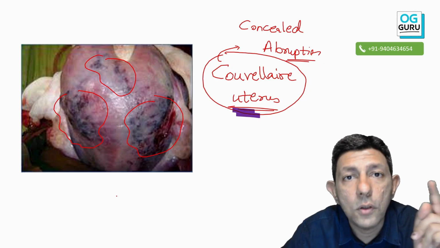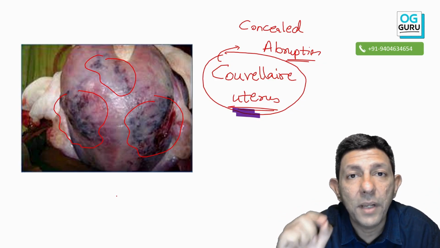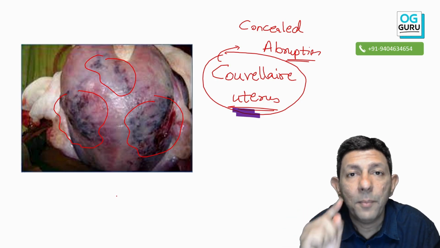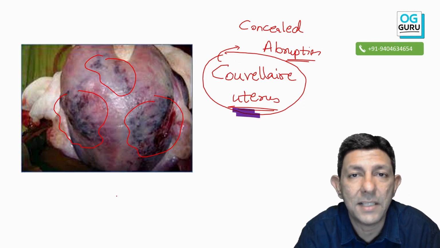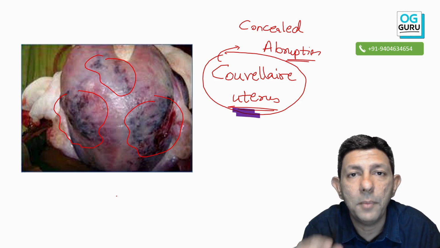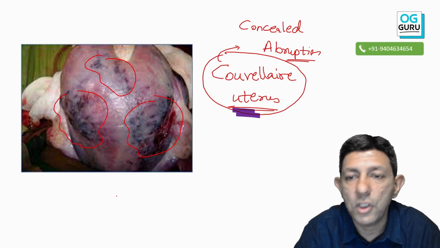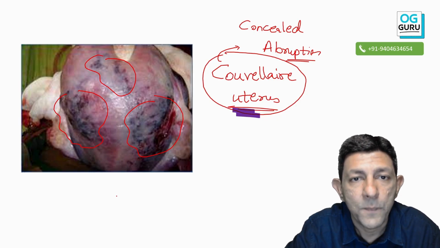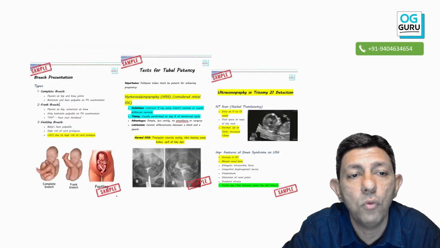Okay, and also comment in the chat box, very important: when it's bleeding in third trimester, please comment how will I differentiate between a bleeding of abruption and placenta previa. How will be the placenta previa bleeding and how will be the abruption bleeding? One or two very important points you should know. Please comment in the chat box, I'll give you the answer over there. Okay, moving on. So this is your concealed abruption, Couvelaire uterus.